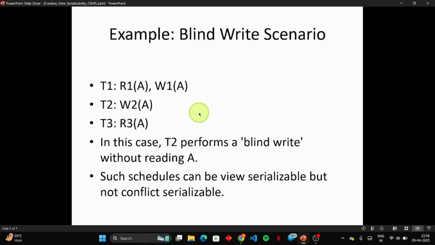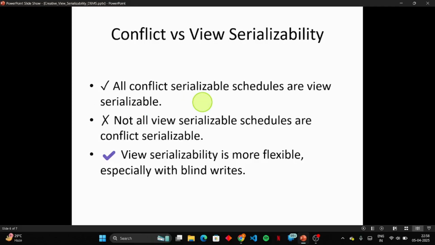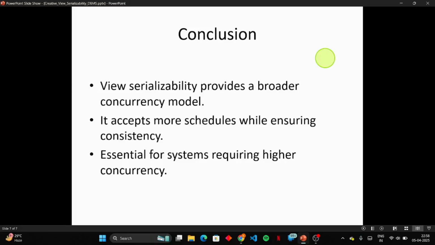And here's an example of blind write. As you can see, T2 is performing a blind write. A blind write is when a transaction performs a write operation without a read operation. And here's a fact about view schedule and conflict schedule: all conflict schedules are view schedules, but not all view schedules are conflict schedules. So that's all about view schedule.